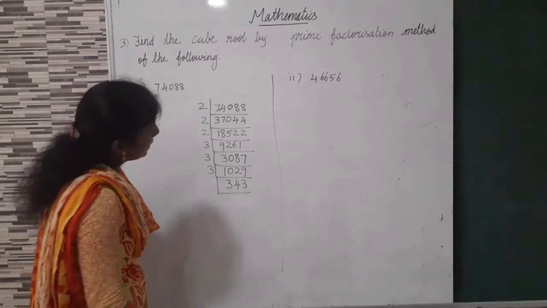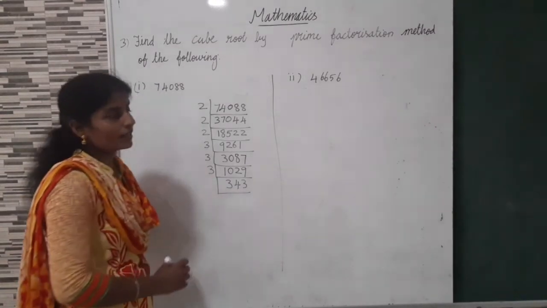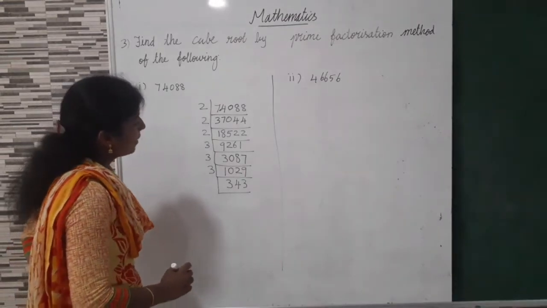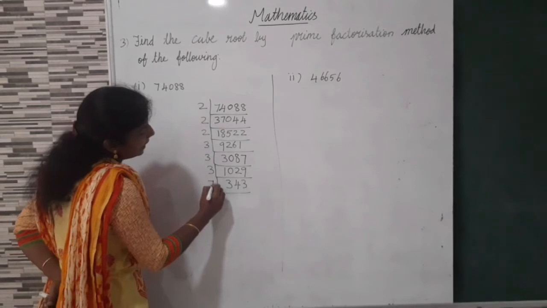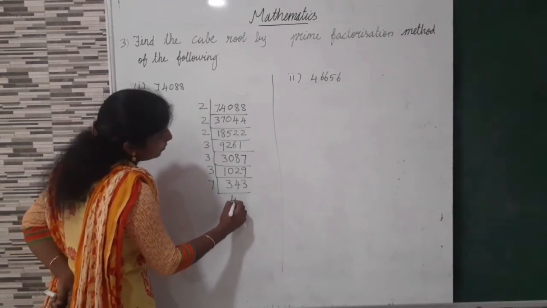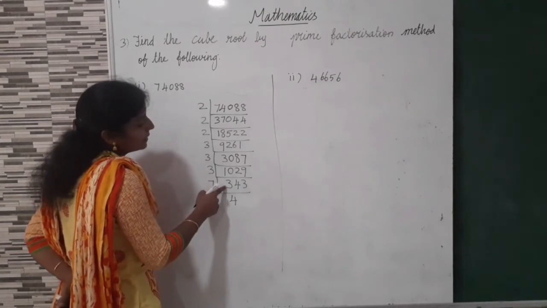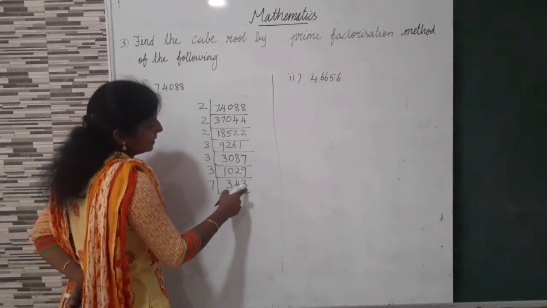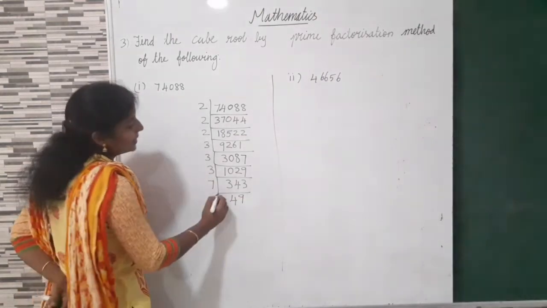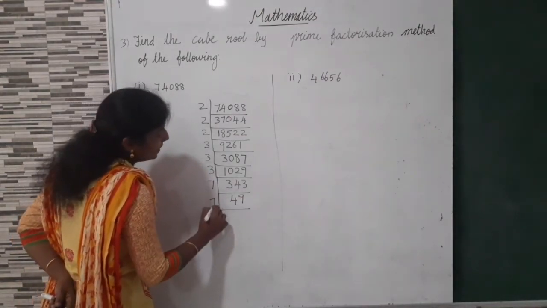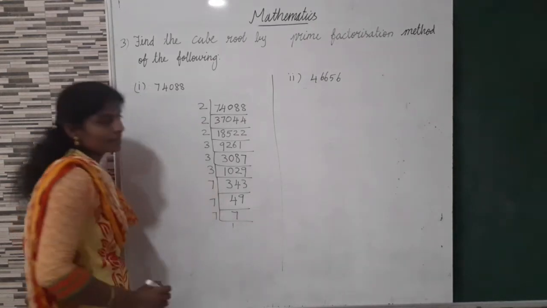Now we can take 3 table means 1 3 is 3, 1 3 is 3, 13 is not in 3 table, isn't it? Now we can take 7 table, 7 4s are 28. 28 means balance here 36, isn't it? 63. 9 7s are 63. Okay. Now 7 table, 7 7s are 49. Again 7 table, 1 7 is 7.